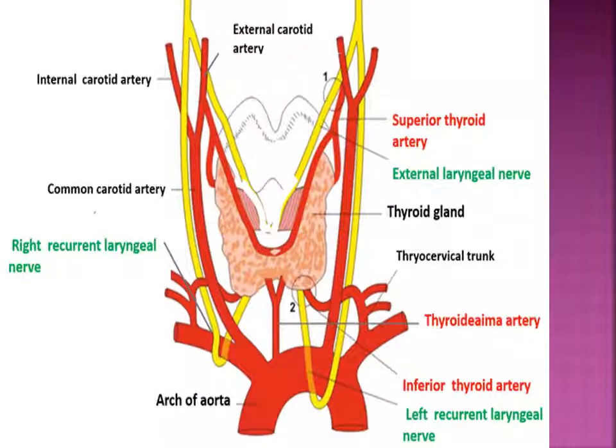This is the diagram which is summarizing the blood supply and the nerve supply of the thyroid gland. You can notice that the nerves accompany the arterial supply. The arterial supply is via the superior thyroid artery, inferior thyroid artery, and the lowest thyroid artery, that is the thyroidea ima artery. And the nerve supply is via the right and left recurrent laryngeal nerve and the external laryngeal nerve.